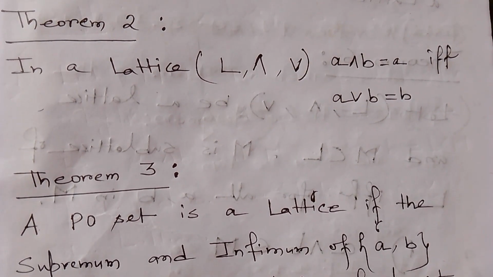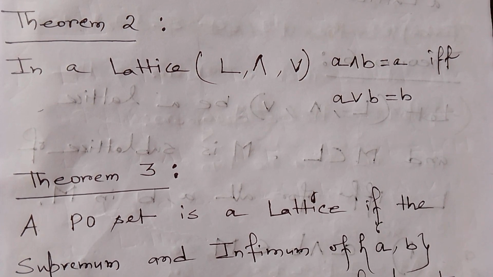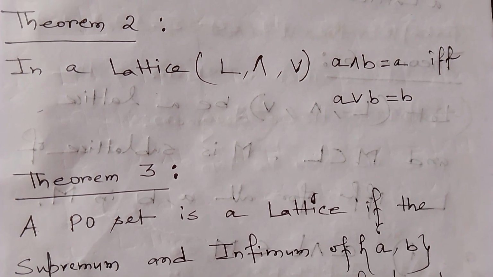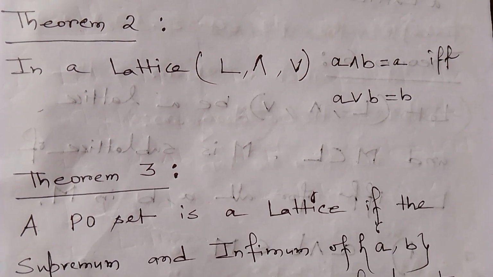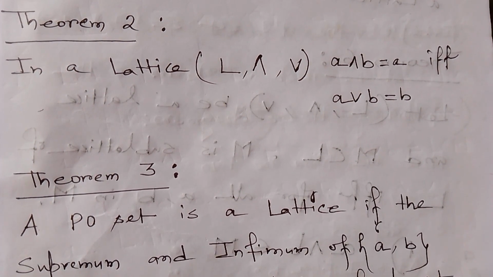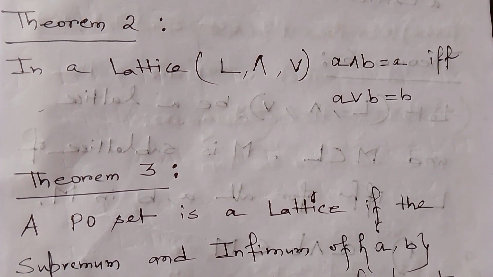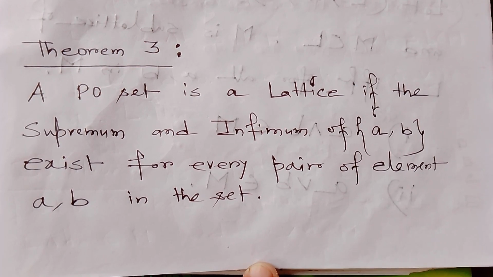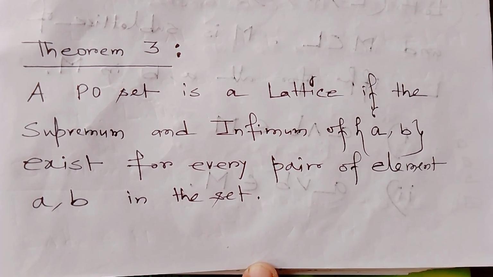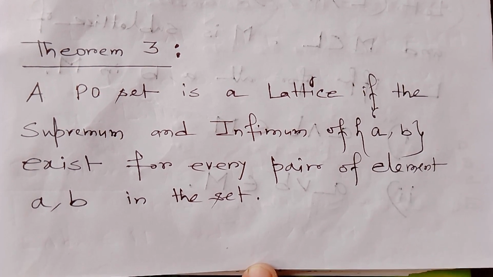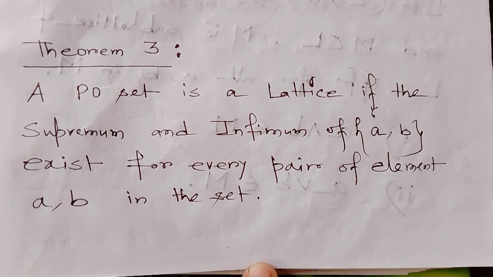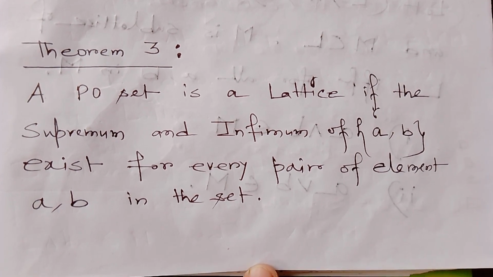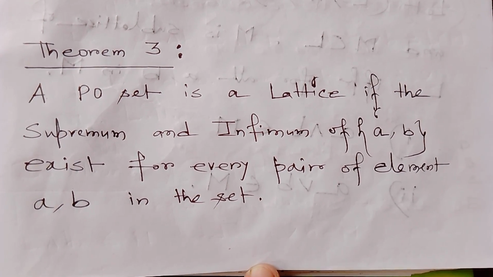And this is theorem 2. In a lattice L, these two properties hold: A conjunction B is equal to A if and only if A disjunction B is equal to B. Theorem 3: a POSET is a lattice if the supremum and infimum of A, B exist for every pair of elements A, B in the set. So this is theorem 3 of properties of lattice.